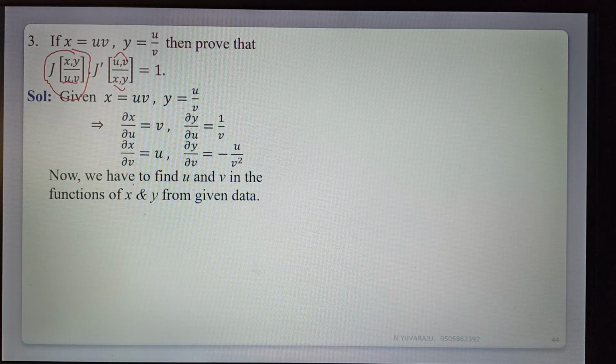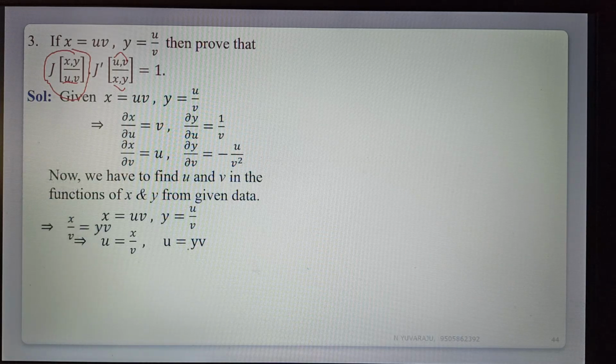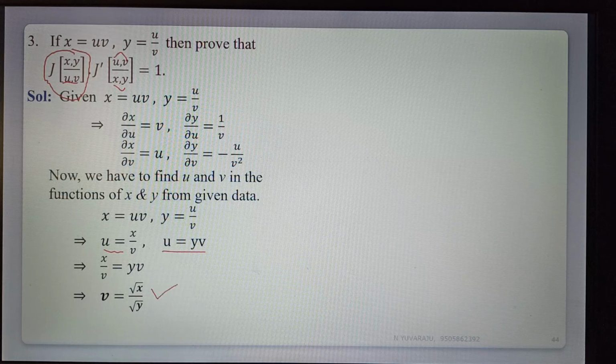Now take the reverse. Now we have to find u and v as functions of x, y. We have to convert u, v into functions of x and y. That is, x is equal to uv, y is equal to u by v. So that implies u is equal to x by v, and u is equal to yv. So x by v is equal to yv. That is, v square is equal to x by y, v is equal to root x by root y, and v is a function of x, y only.